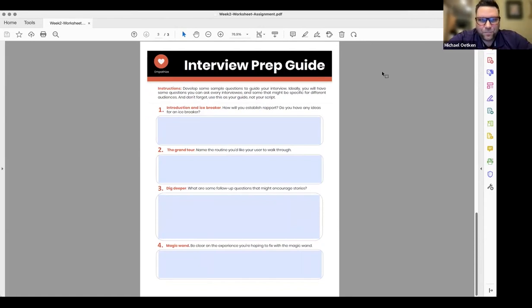So the first one here, introduction and icebreaker. How are you going to establish rapport? How are you going to get those people that you're going to be interviewing comfortable with you? Maybe an idea for an icebreaker. So this would be a good chance to go out on the web and research ideas for icebreakers for interviews.